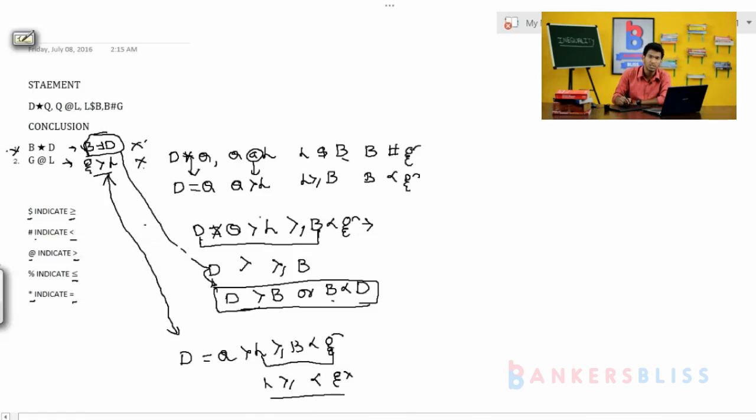So why is the conclusion second wrong? Because between L and G we have the opposite sign. One is greater than or equal to, another one is less than. When we have the opposite sign, then the conclusion is considered as wrong. So the given conclusion cannot be matched with the obtained conclusion.